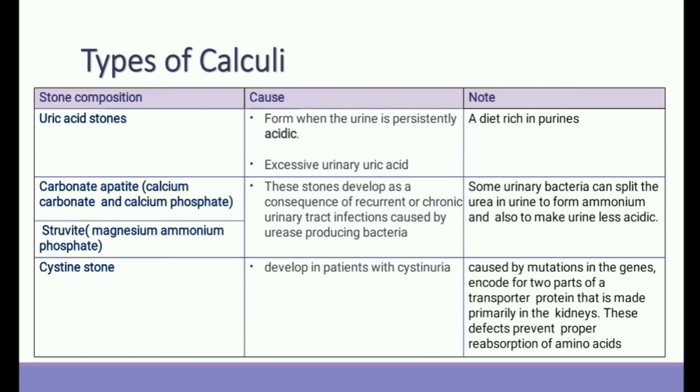Next we have cystine stones. They develop in patients with cystinuria, caused by mutation in the genes encoding two parts of a transport protein that is made primarily in the kidney. These defects prevent proper reabsorption of amino acids.